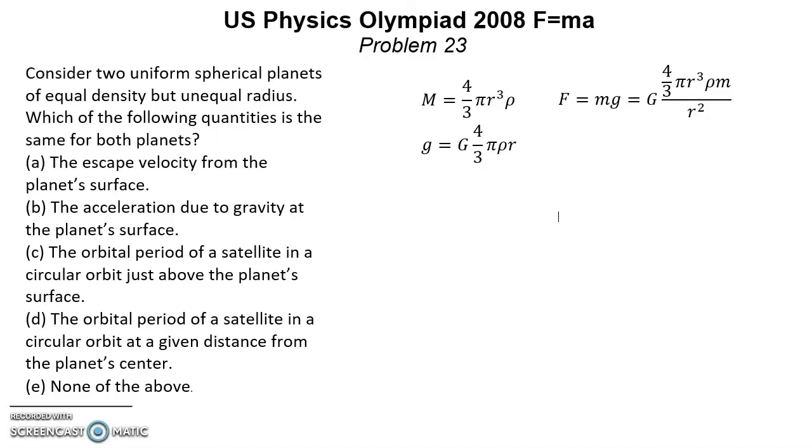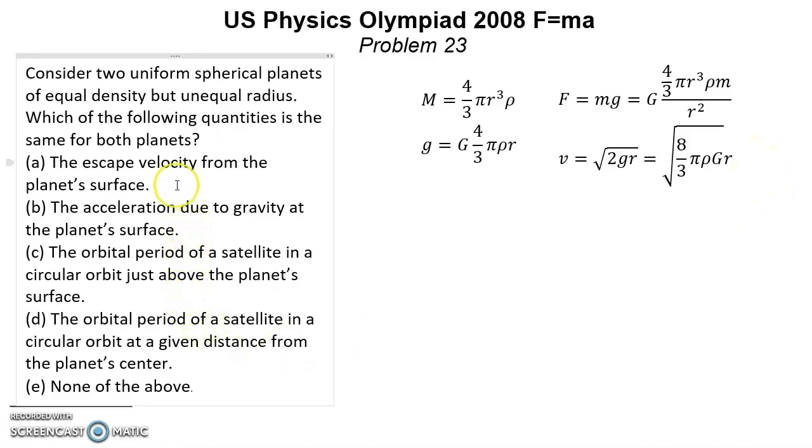And after that we can find the escape velocity from the surface of the planet using this equation. We know that escape velocity equals the root of 2gr, or after this substitution we can take this formula. Here we see that escape velocity is proportional to radius. So it means that it's not the same for both planets with different radii.